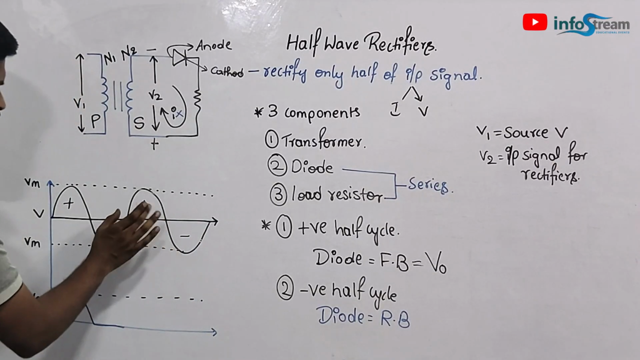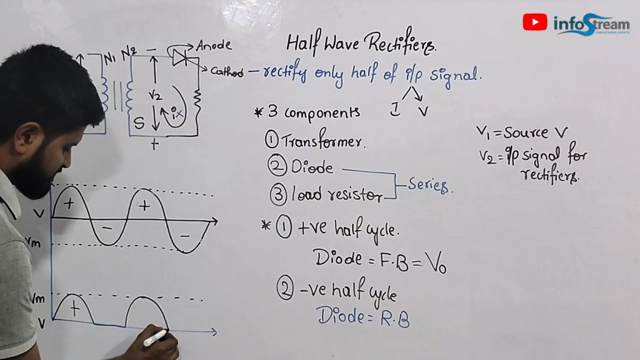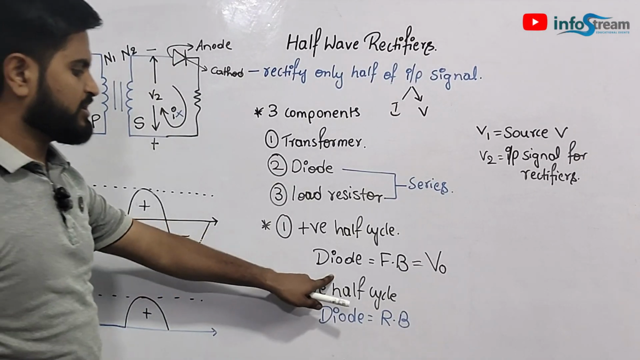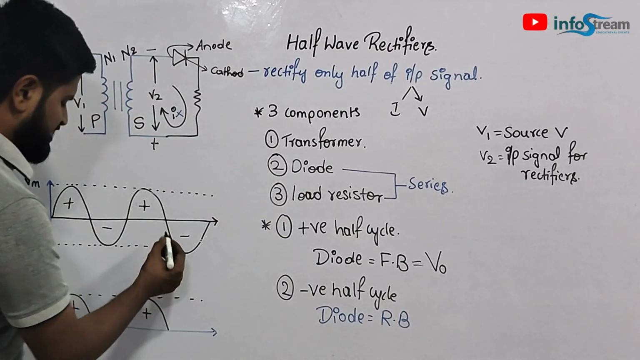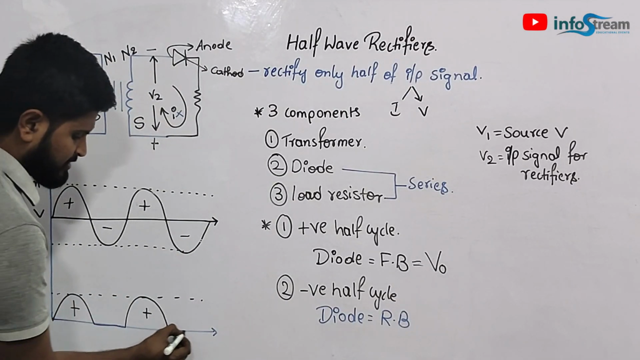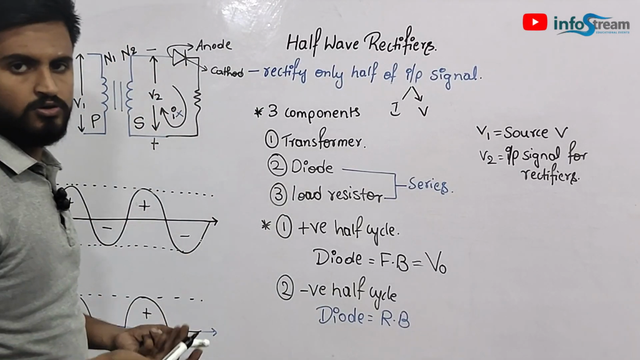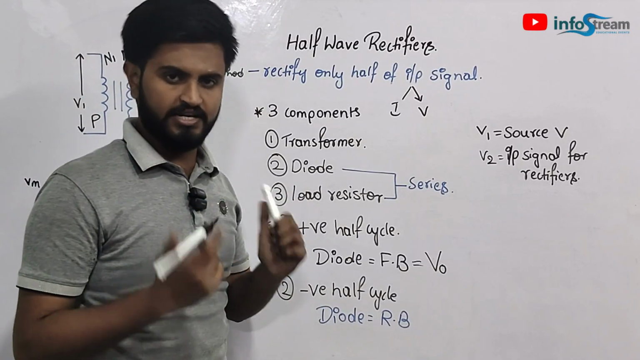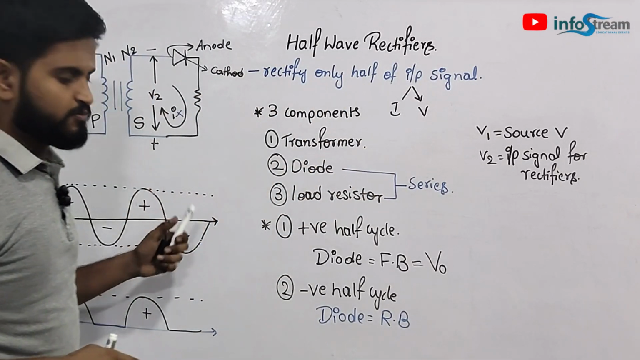Now again when we encounter the positive half cycle, it will rectify the positive half cycle because the diode will be forward biased and we will get the output voltage. Again when you go for the negative half cycle, the diode will be in reverse bias condition, you will not get the output voltage because the voltage is not rectified. So this will continue as long as the signal is given.